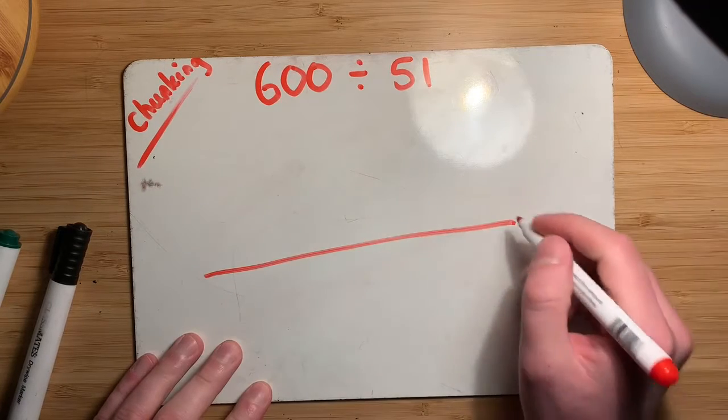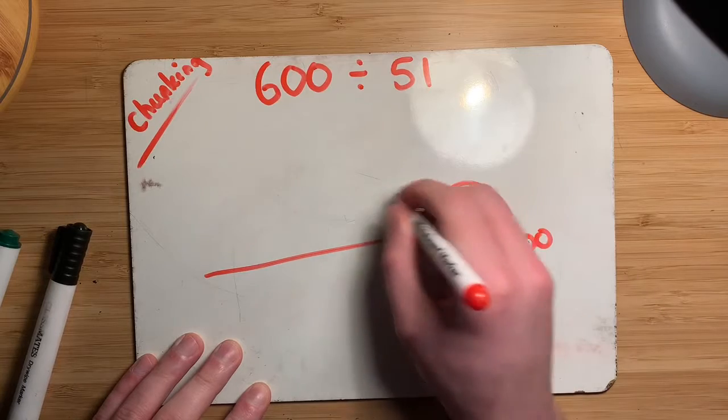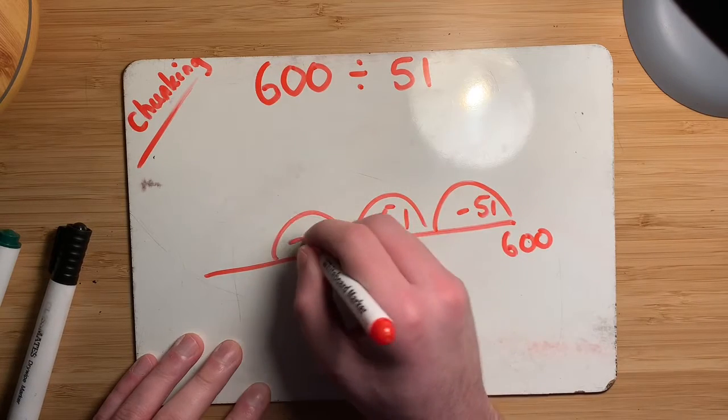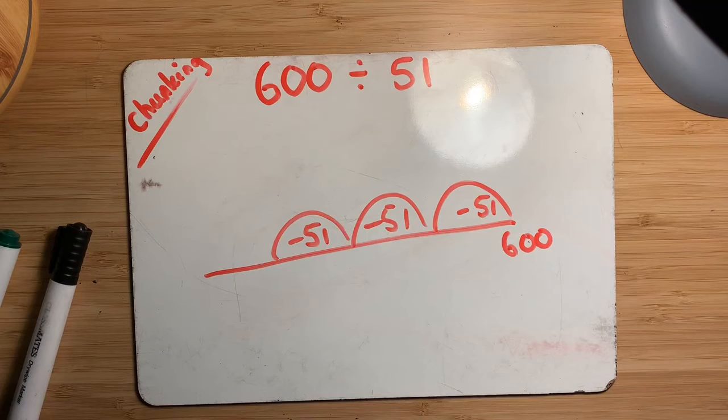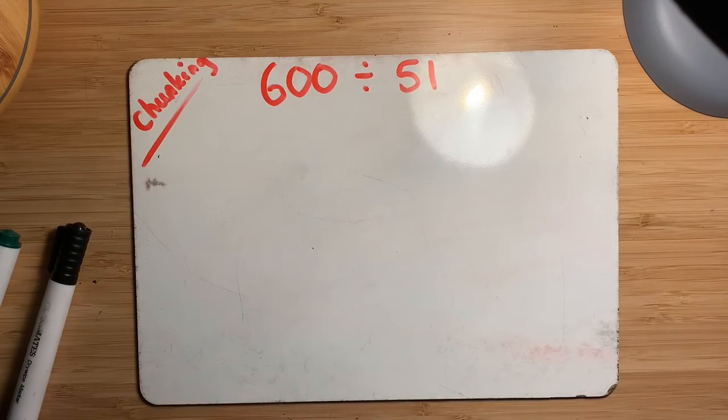So really you could be thinking about it as 600 away along here, and you could be thinking, right, I'll take 51 off, I'll take 51 off, I'll take 51 off. And you could do that for a wee while, but it would obviously take you a long time because there's a lot of 51s going to be in there. So instead, we're going to take off chunks of 51 rather than just one at a time.